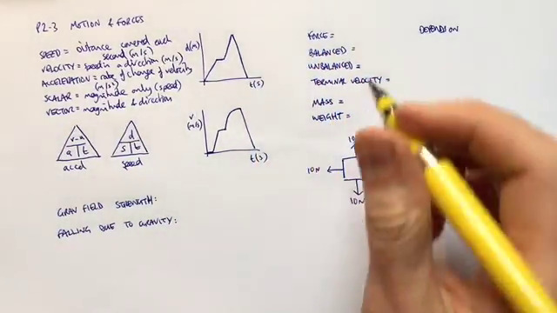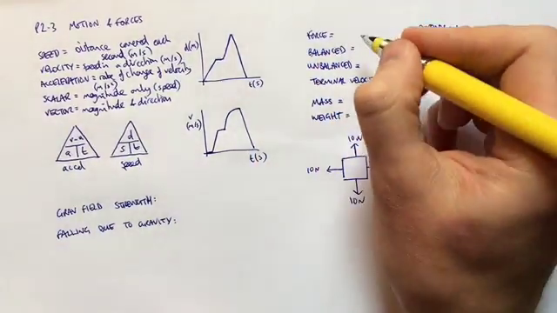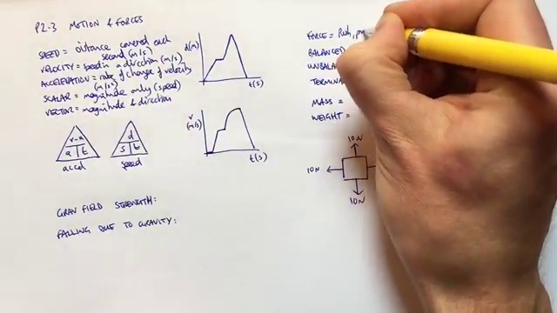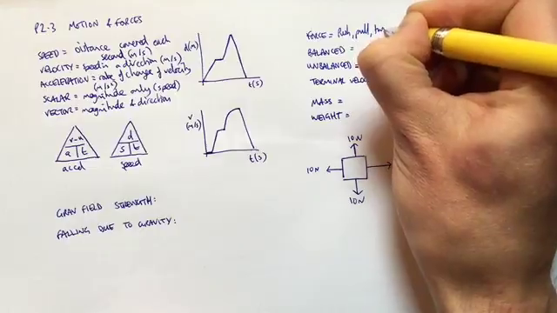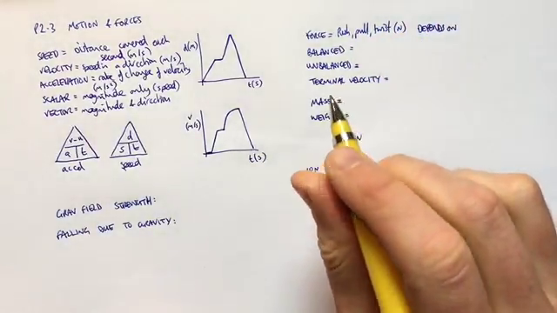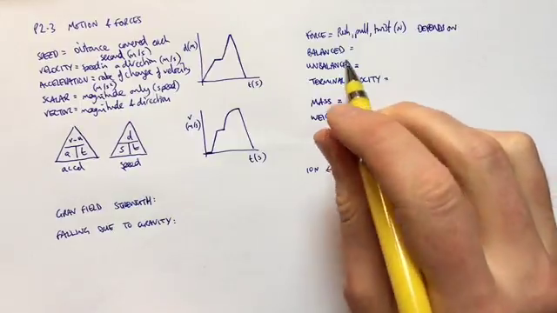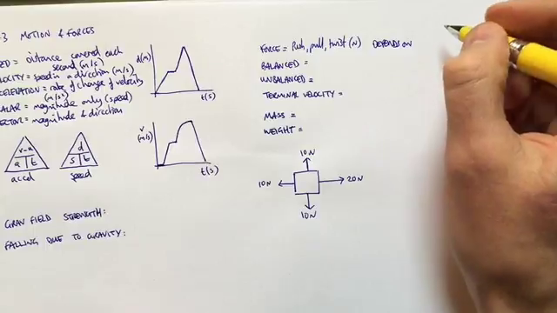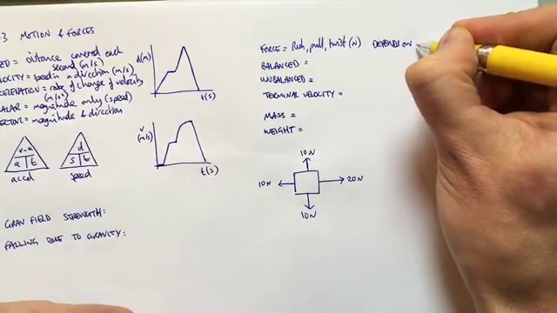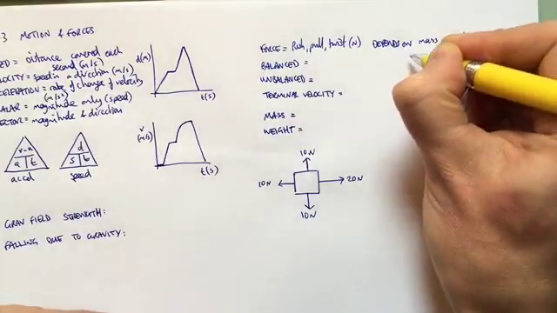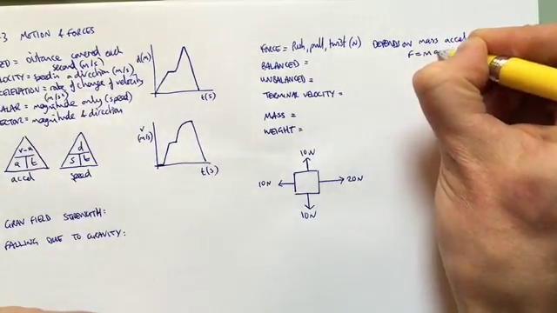Okay, some more definitions. Force is a push, pull, or a twist measured in newtons. So the size of the force needed depends on mass and acceleration. So from that we get the equation F equals m times a.